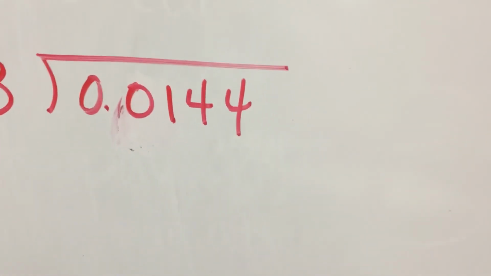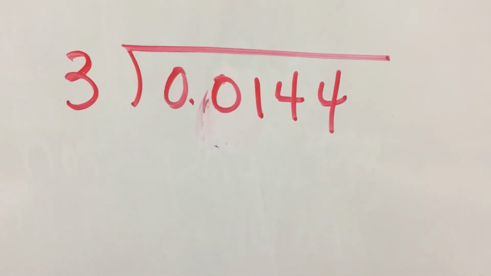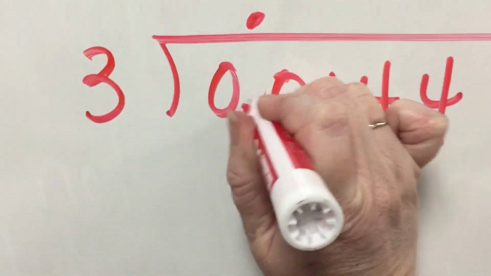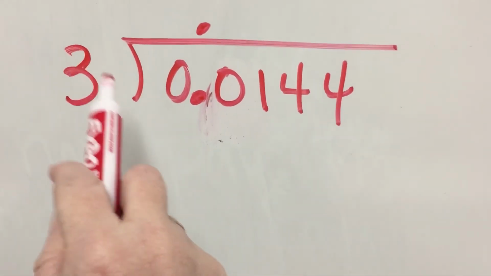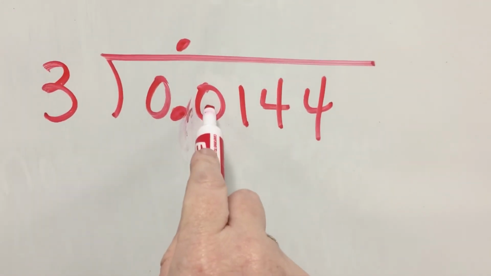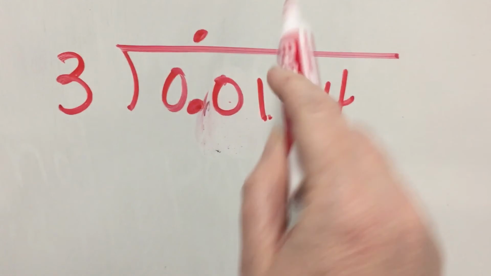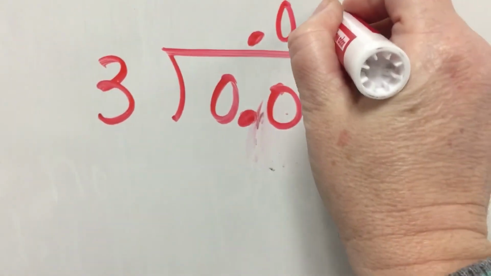Okay, so I have 144 10,000ths divided by 3. I'm going to put my decimal where it goes. 3 won't go into 0. It won't go into 0. It won't go into 1. If you want to, you can go ahead and put your zeros up there if that helps you out.